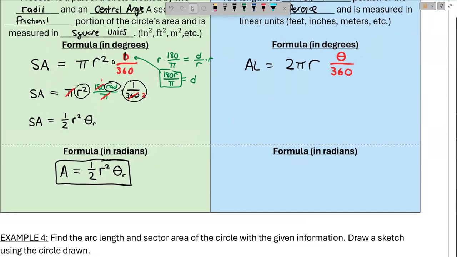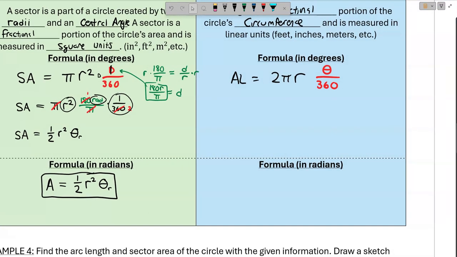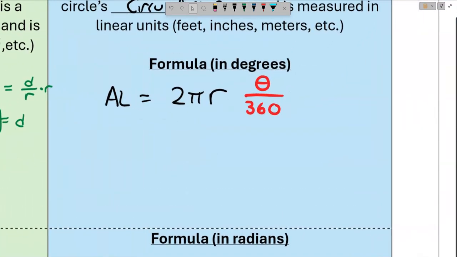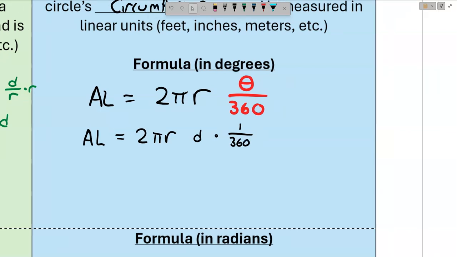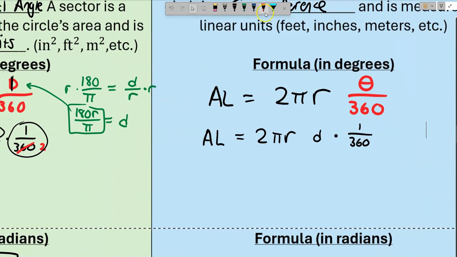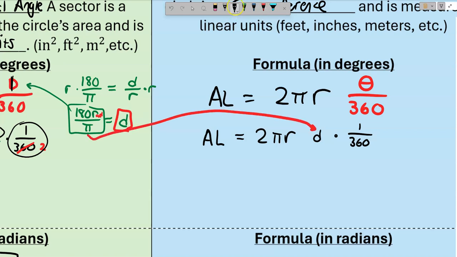Now we're going to do something very similar with our arc length formula, and this is really interesting what you'll see happen here. So we're going to take our arc length, we'll say 2 pi r. I'm going to move this in the front here, so we'll say d for degrees, and that's 1 over 360. Now it is time to go back over here, and we know that degrees are equal to 180 times your radians over pi. So we're going to take that and insert it in for degrees.